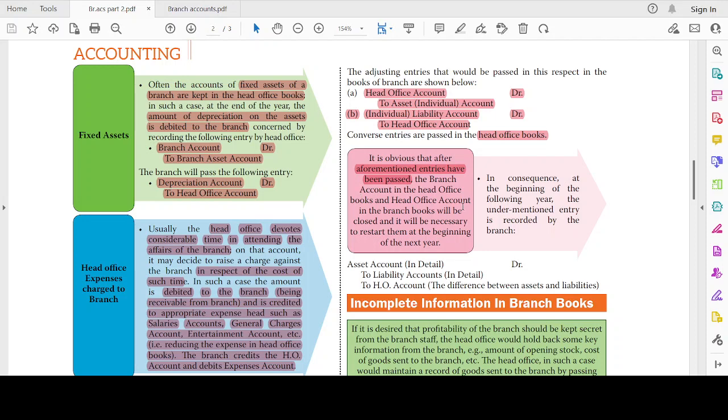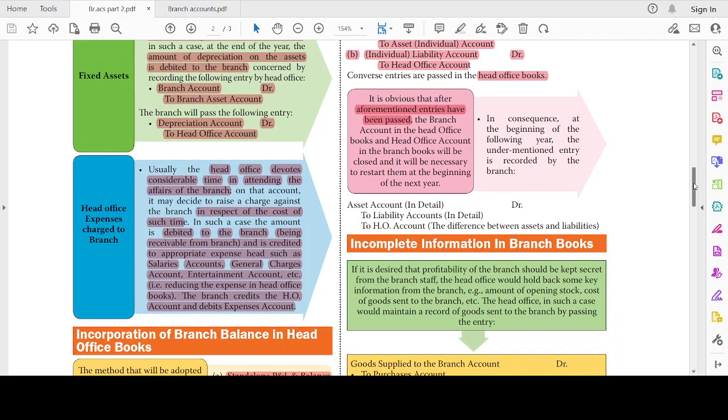Then, head office expenses charged to branch. Usually, the head office devotes considerable time to attending the affairs of the branch. Right, for that they will charge the branch a certain amount of labor charges. Okay. In such a case, the amount is debited to the branch and credited to the appropriate expense, such as salaries account, general charges account, entertainment account, etc. The branch credits the HO and debits the expense account. Like we had this entry, right? Depreciation account debit to head office account.